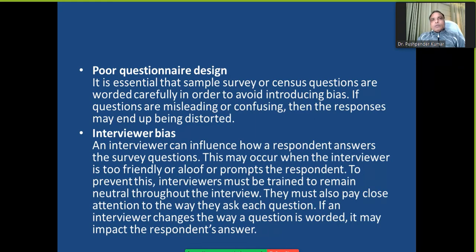You need to be very careful, because here it's not a newsroom or a news channel discussion or debate, it's academic research. So in academic research, the interviewer should not be biased and should not try to influence the respondent the way they want or wish. So here you should be neutral.